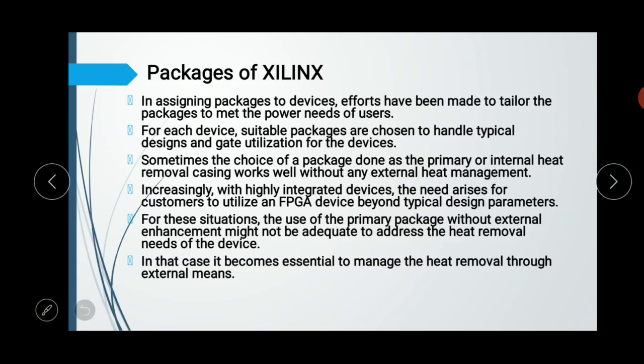Why? If heat buildup becomes excessive, the device temperature might exceed its limits. Because of the high temperature, the device might fail to meet the speed or performance specification, or we can say it is not able to operate or give its performance up to the mark.